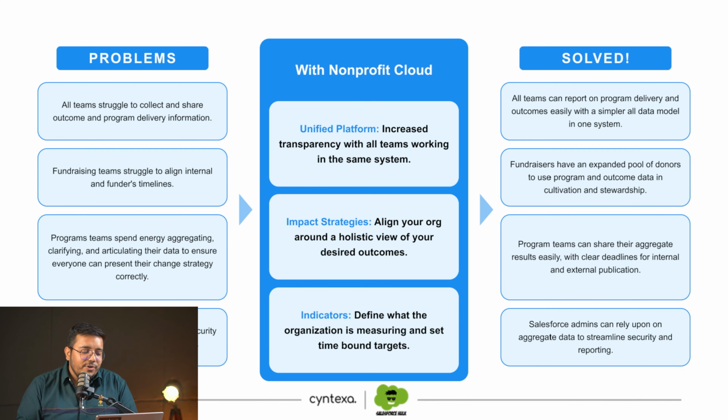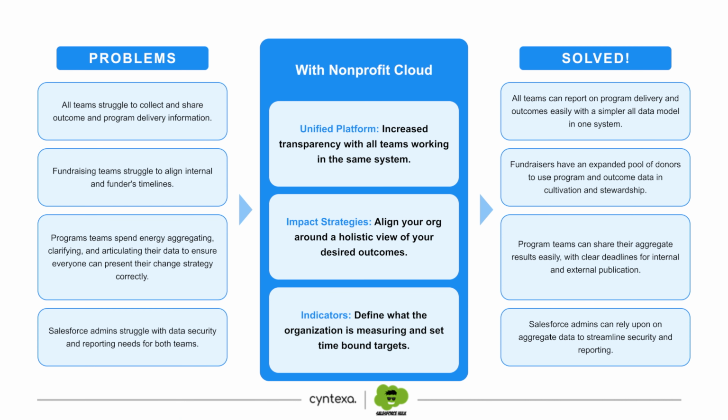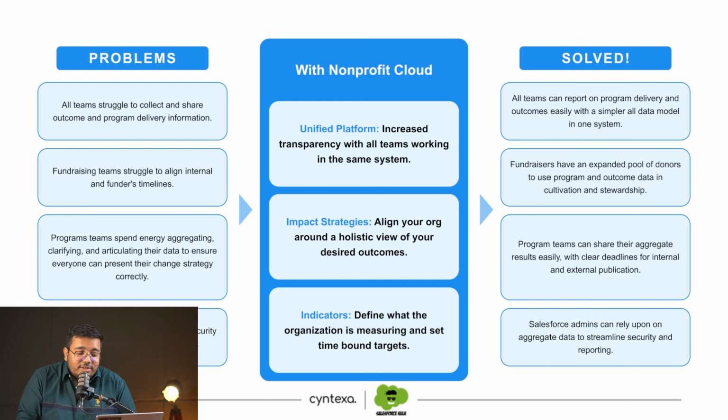So next we have the problems that we have, and how they would be solved with Salesforce non-profit cloud. As we discussed earlier, Salesforce non-profit cloud gives us the unified platform, which increases transparency with all the teams working in the same system. Impact strategies align your organization to a holistic view of desired outcomes, like this is the outcome that we want to achieve. So they can be aligned with it. Then we have indicators, which help us define whether we are moving in the right direction or not, and if not, what are the things that we need to take care of. So we would be doing that.